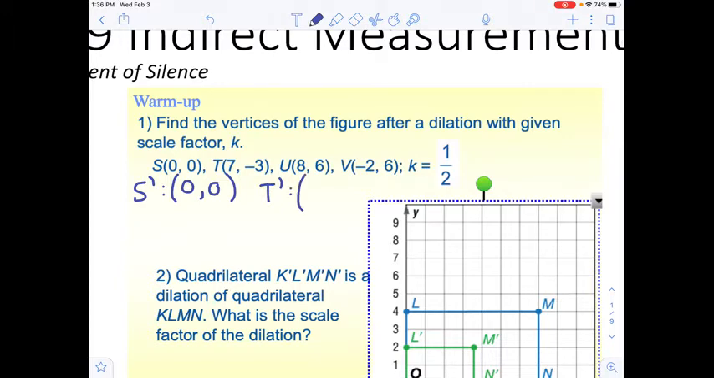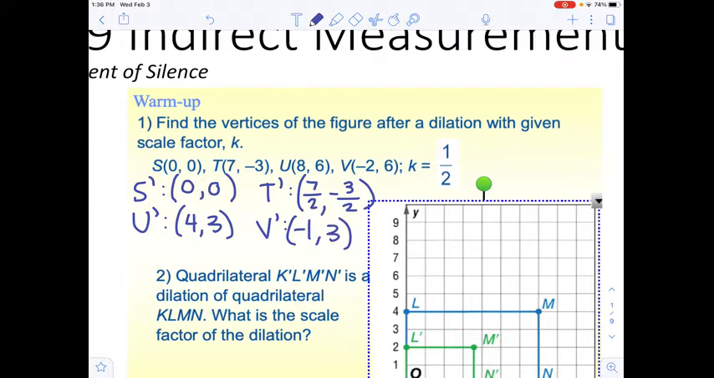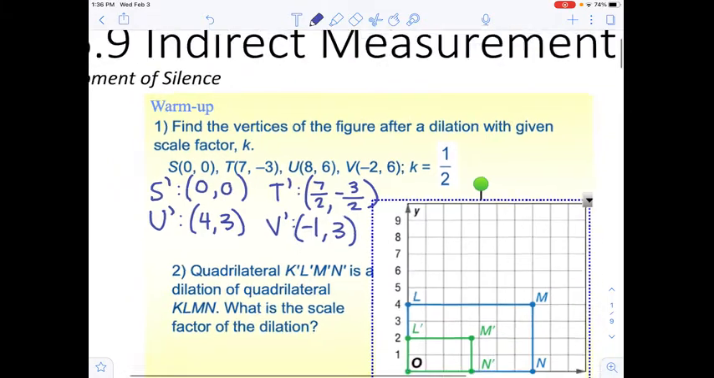T prime, 7 times 1/2. It's fine if you leave it as a fraction, 7/2, or if you did 3.5, and then -3 times 1/2 would be -3/2. U prime, I take 1/2 times 8, which is 4, 1/2 times 6, which is 3. So our coordinate for U prime is 4, 3. And then for V prime, half of -2 is -1, and half of 6 is 3. So V prime is -1, 3. So remember, with scale factor, all we do is multiply the scale factor by every single x and y value.